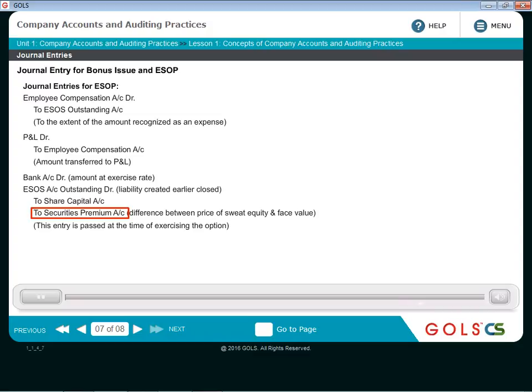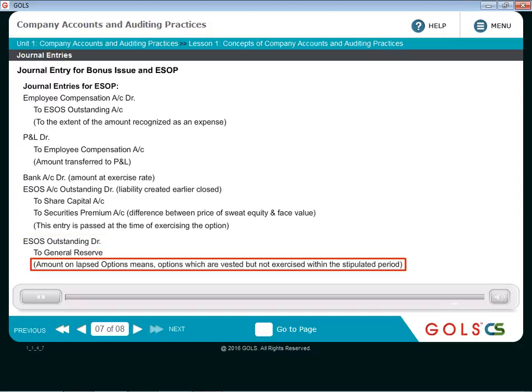Now, whatever options have lapsed, which are not taken up by the employees, that means options which are vested but not exercised within the stipulated period, those options are lapsed. So for those lapsed options, employee stock options outstanding account will be debited and it will be transferred to general reserve. Because obviously to that extent the amount is not debited in the employee stock options outstanding account in the previous entry. The previous entry was only for the exercise. Now because some of the options are not exercised, there is still some balance lying in employee stock options outstanding account, which you will transfer to general reserve. So these are the entries that we pass in case of sweat equity.